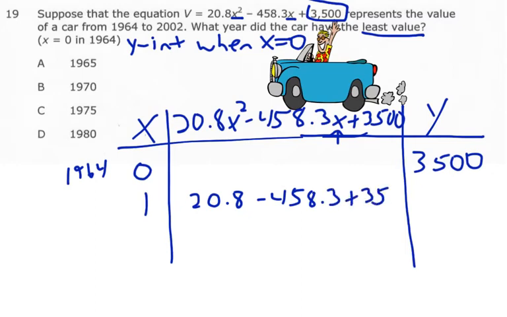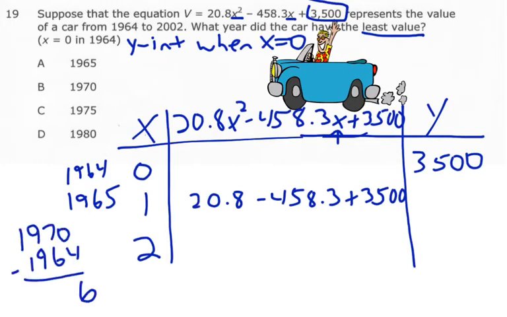plus 3,500. And you might get to this step and say, I have a calculator, so I could continue this out and do it by hand, and that's how you would do it. You keep on plugging them in. I would plug in your answer choices, so 1965 is 1, and then you can figure out 1970 and 75 just from subtracting from 1964. For instance, 1970 minus 1964, I would plug in not a 2, but a 6 for x, and that would be my next input for my table.